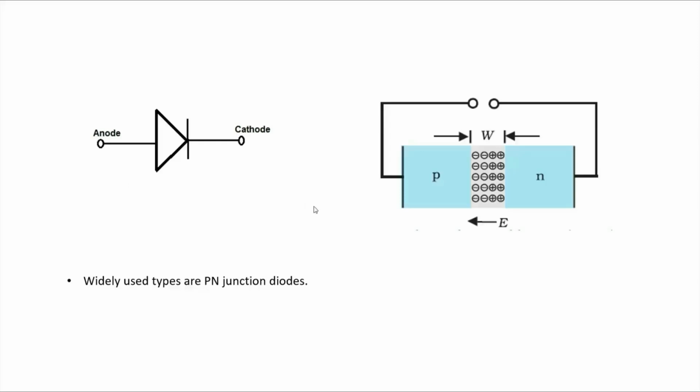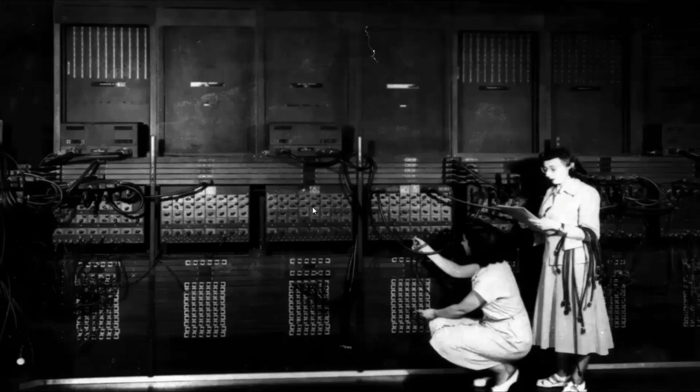First diodes were vacuum tubes. The earlier computers were made of vacuum tubes. Look at the ENIAC. It is the first electronic computer. It is huge in size and consumed a lot of power. The studies in semiconductor devices revolutionized the industry, and now we are using p-n junction diodes.